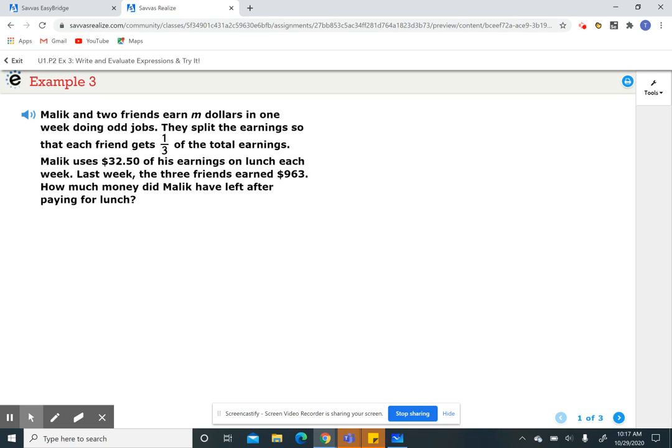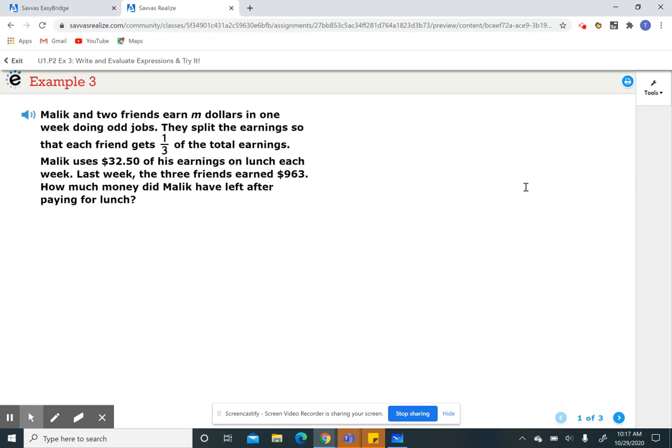So if we talk about this one, Malik and her two friends earn $M in 1 week doing odd jobs. They split the earnings so that each friend gets 1/3 of the total earnings. One of the big things that you want to know is that this keyword of, that means multiplication. And then because it's 1/3 of the total earnings, that means it would be 1/3 multiplied by whatever the total earnings are. And if we keep reading, so Malik uses $32.50 of his earnings on lunch. So because he's using it, you're going to have to subtract $32.50.